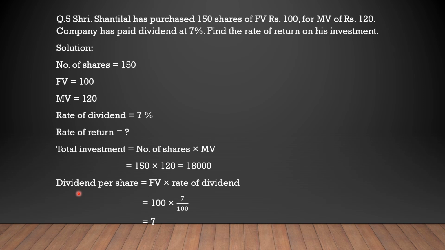Then we find dividend per share. So dividend per share is equal to FV, meaning face value, into rate of dividend. Face value is 100 and rate of dividend is 7%. 7% means 7 by 100. So 100 into 7 by 100 is equal to 7. So dividend per share is 7.